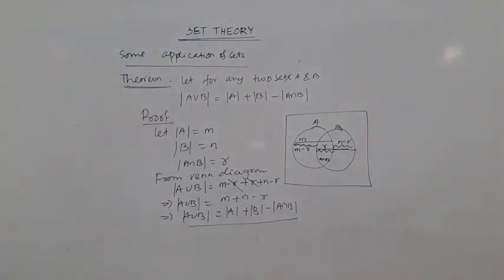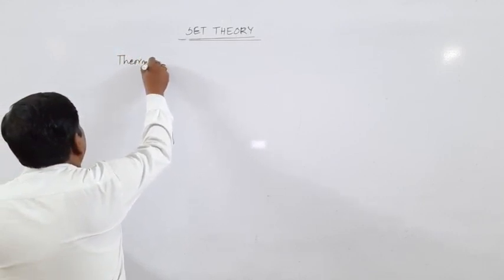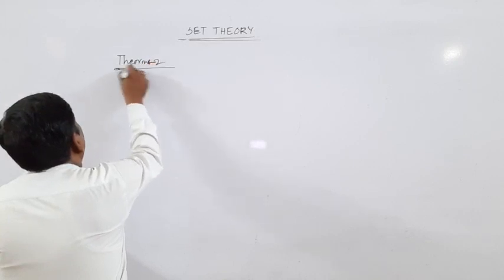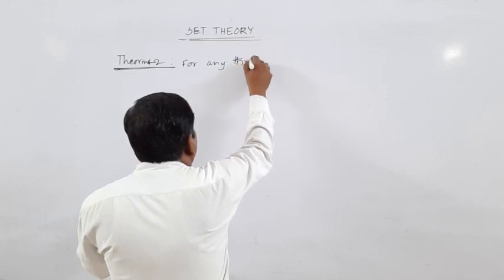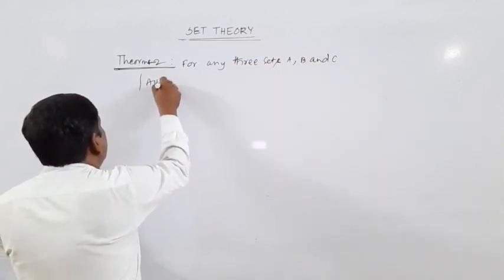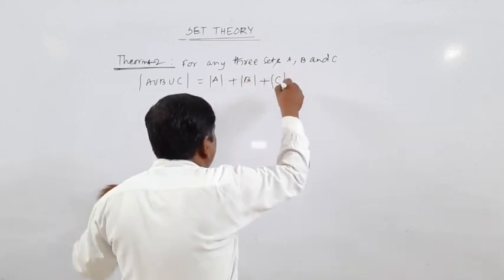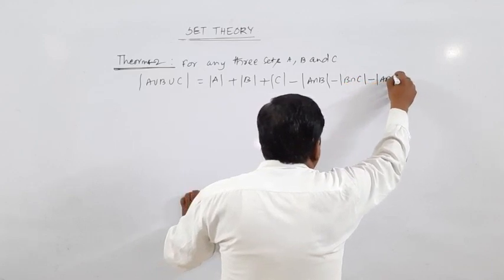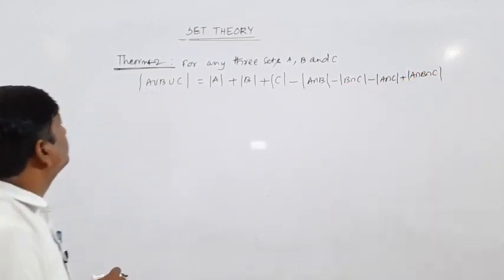Now for any three sets, Theorem 2: for any three sets A, B and C, the cardinality of A union B union C is equal to the cardinality of A plus the cardinality of B plus the cardinality of C, minus the cardinality of A intersection B, minus the cardinality of B intersection C, minus the cardinality of A intersection C, plus the cardinality of A intersection B intersection C. Okay. Proof.